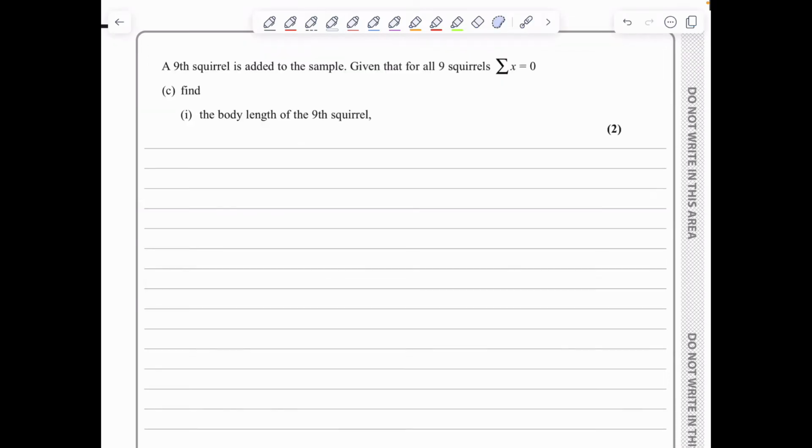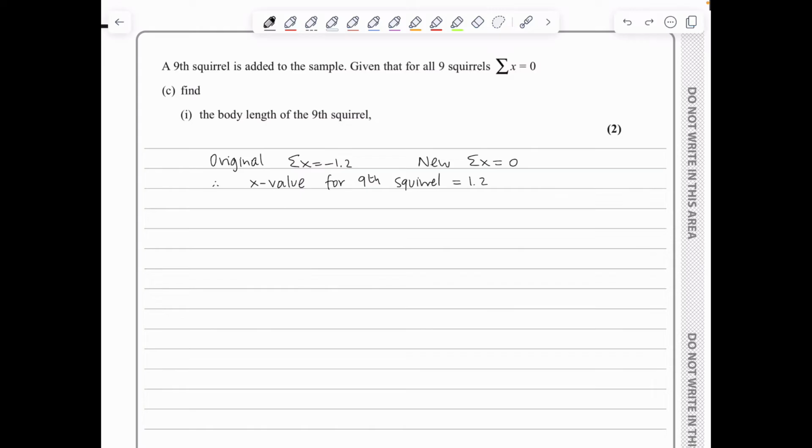In part C, we've got that the 9th squirrel is added to the sample, and given that for all 9 of them the sigma X is 0, we need to find the body length of the 9th squirrel. Well, we know that the original sigma x was minus 1.2 and the new sigma x is 0. This simply means that the x value for the ninth squirrel must be 1.2 to take the sum from negative 1.2 to 0. And therefore, I'll use coding to find the original value for b.